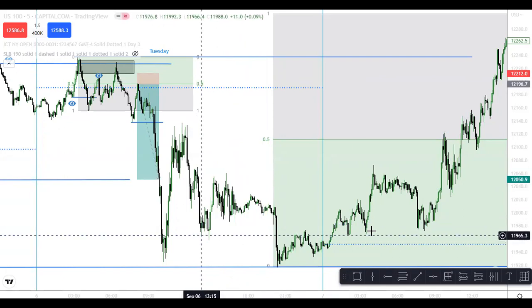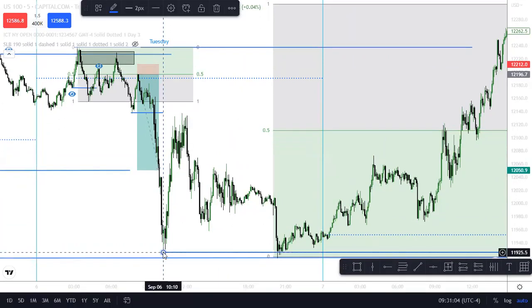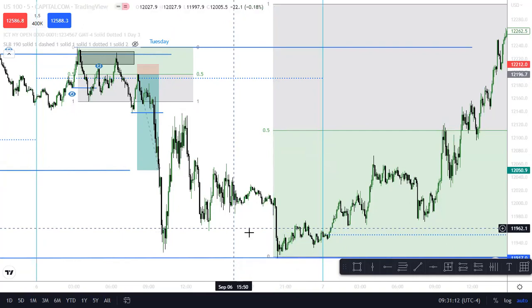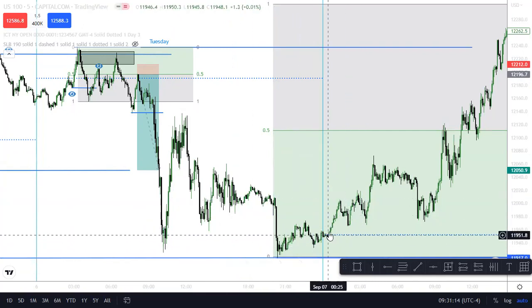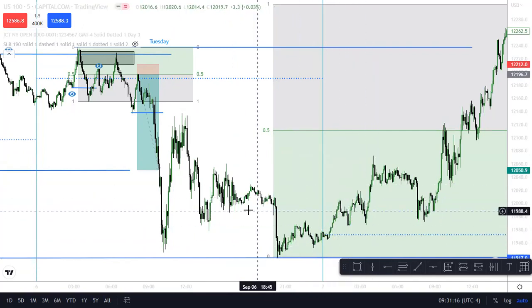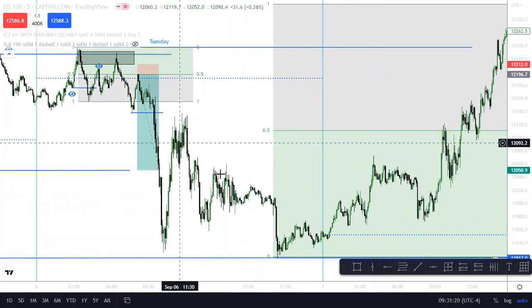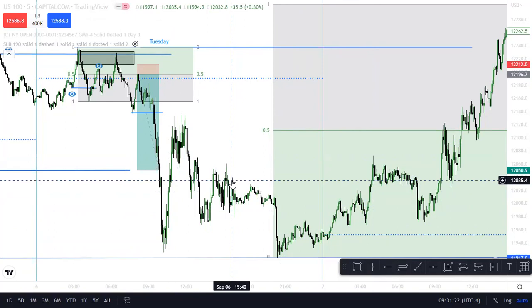But let's jump into Wednesday. Here's our Tuesday low, I think. No. Well, no. Tuesday low would have been here. Here's our Tuesday low. Wednesday pulled off Tuesday's low. We're looking for highs to be broken from Tuesday. That could potentially initiate a market structure shift.